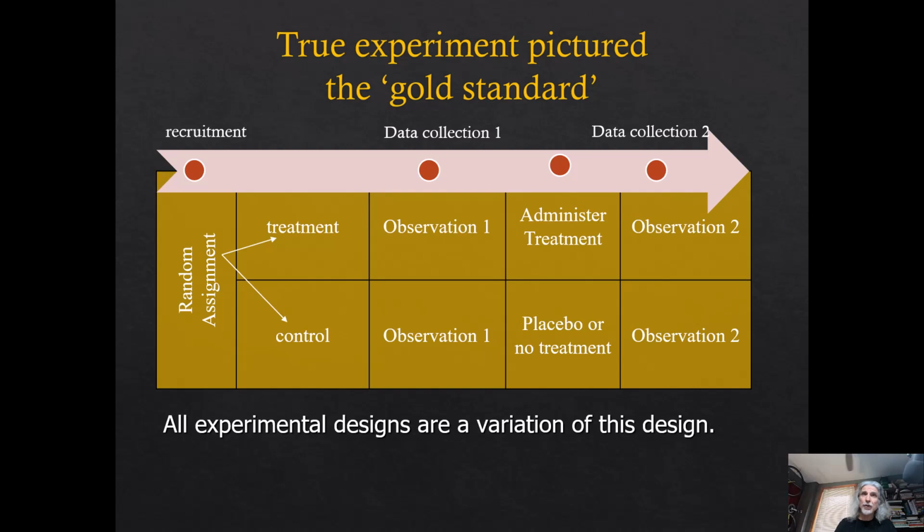True experiment pictured. So the gold standard we have here shows random assignment, right? You go either to the treatment group or control group, data collection 1, then we administer the treatment, placebo or no treatment, and then we end up with observation 2, and we see if there's any change. So that's a prospective design. Obviously, it has to be a prospective design because we need to assign people to treatment or control group.